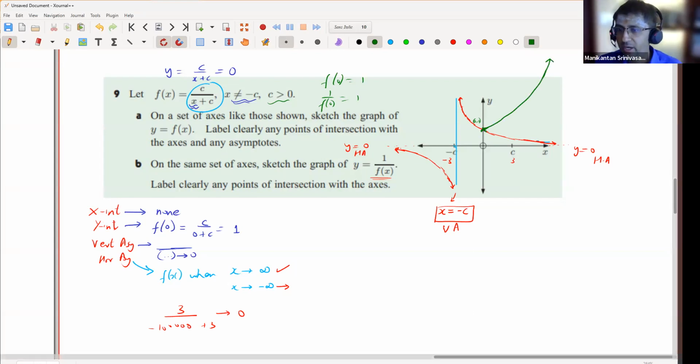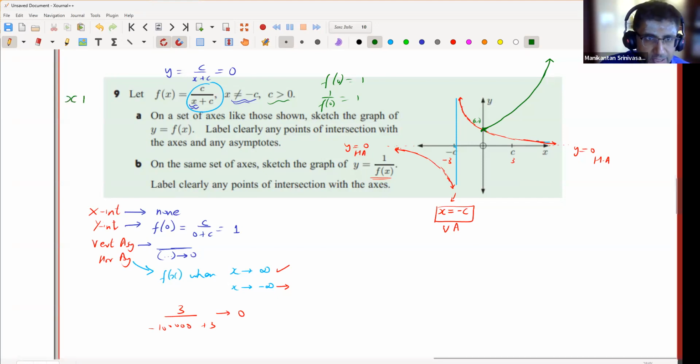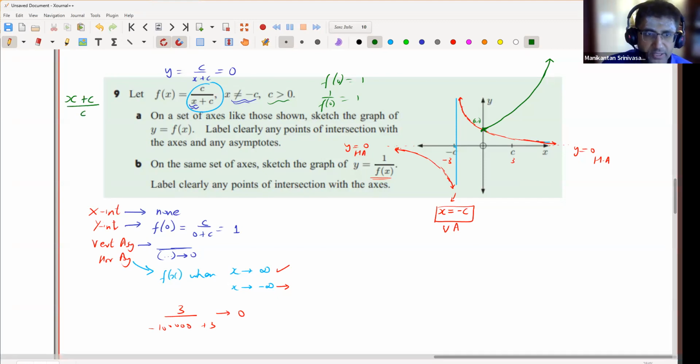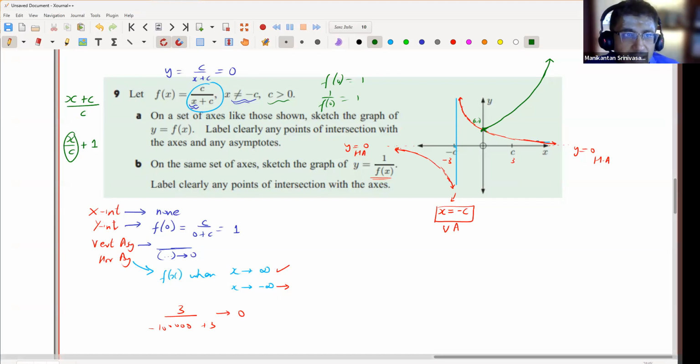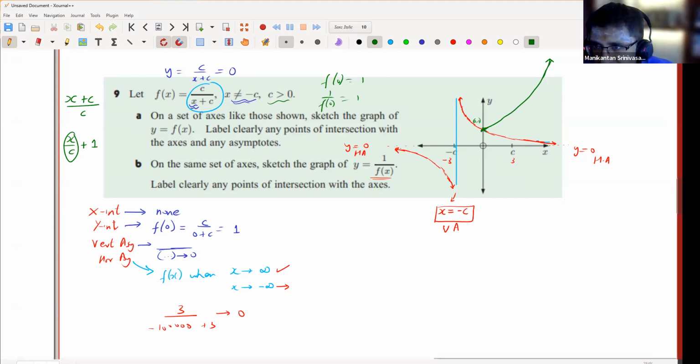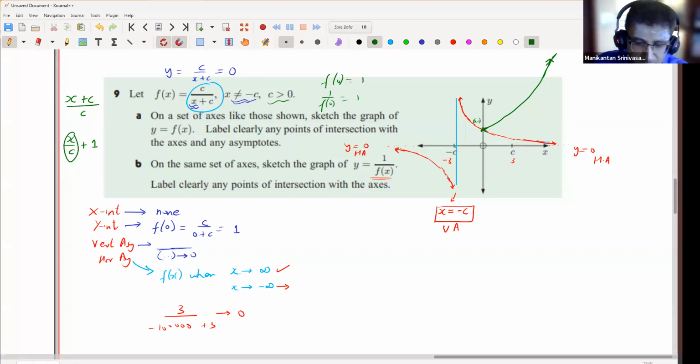So far out, f of x approaches 0, which means the reciprocal approaches infinity. By the way, you don't even have to do so much. We can just look at the reciprocal function itself, which is x plus c upon c, that is nothing but x by c plus 1. So 1 by c is just a constant. It's something like y equal to ax plus b. So what I've drawn is technically going to approach a straight line. It's not going to go exponentially.